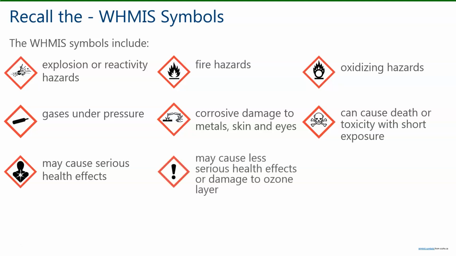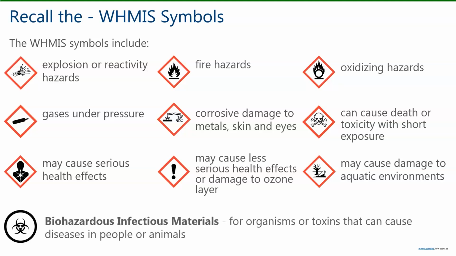The exclamation mark indicates a product will cause less serious health effects like skin irritation or damage to the ozone layer. The next one with the little upside down fish means may cause damage to aquatic environments. And the three circles means biohazardous infectious materials. This one's for organisms or toxins that can cause diseases in people or animals. You'll see this sometimes if you go to the washroom, there's a sharps container in there on the wall. It's usually orange or yellow, and you'll see the biohazardous symbol on that container.